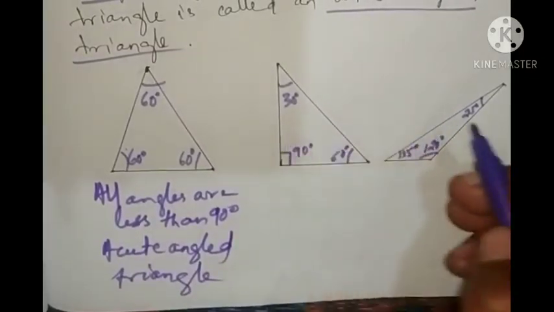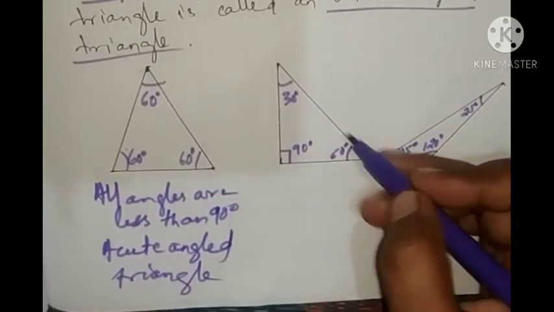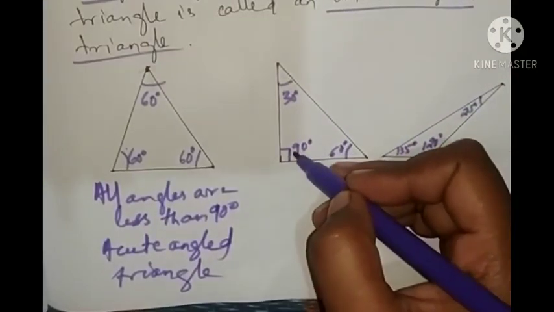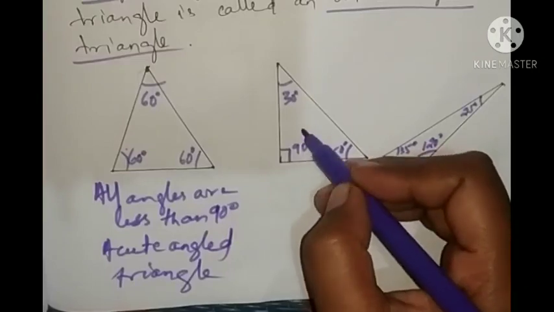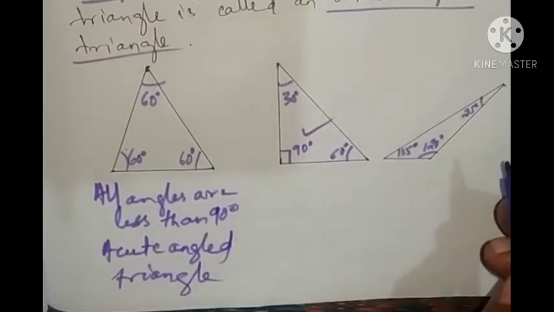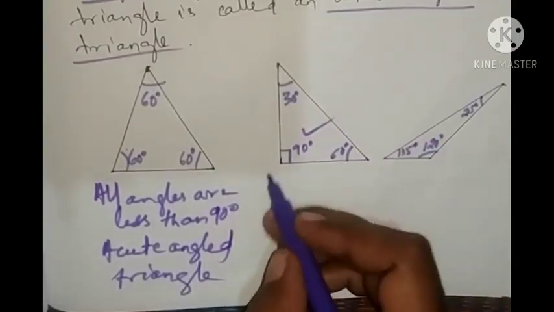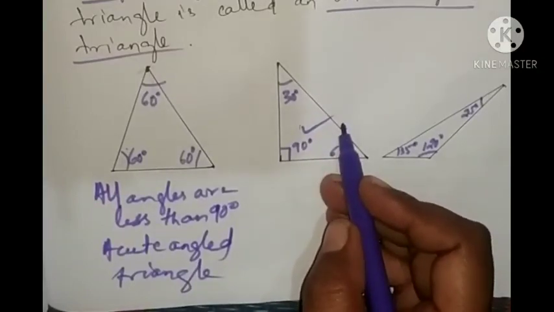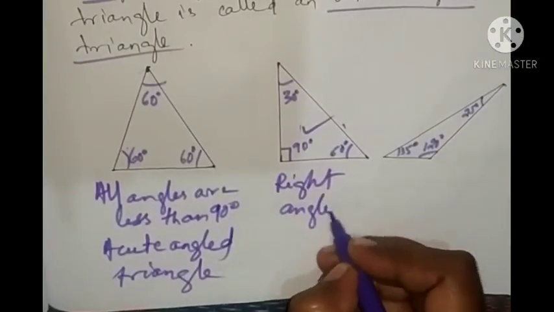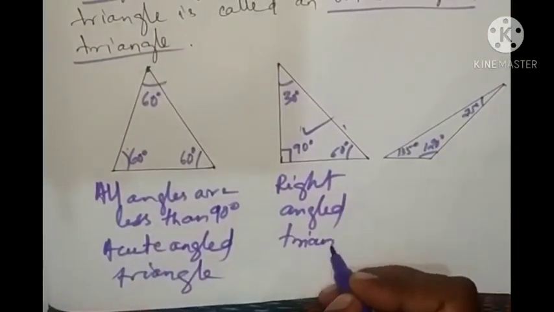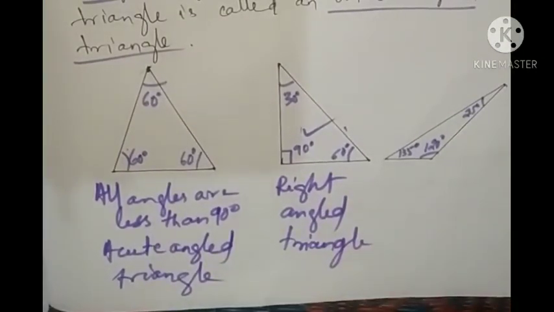Next you see here 30 degree, 60 degree, 90 degree. Look, 90 degree. So one angle is 90 degree, means one angle is a right angle. That's why this is a right angled triangle, if only one angle is a right angle.